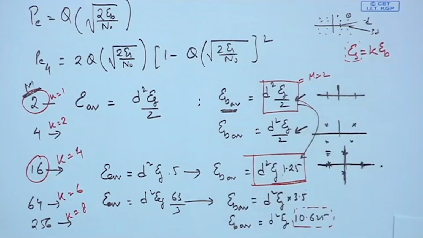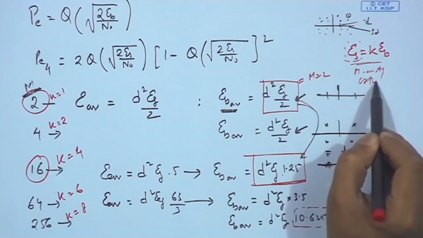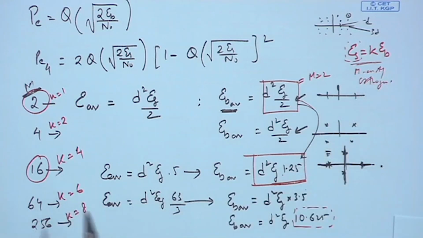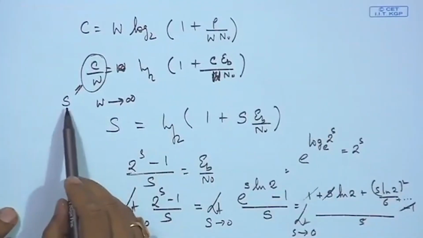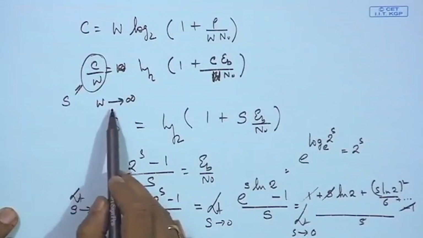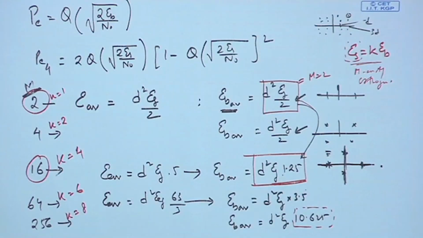So, now remembering these relationships that we have over here and the relationship we have for M-ary orthogonal, and considering the expressions that we have arrived at for capacity for two situations, when S tends to 0, that means W tends to infinity, and as E_av tends to infinity, two different conditions, we would like to put all of them together in one particular picture and compare the performance.